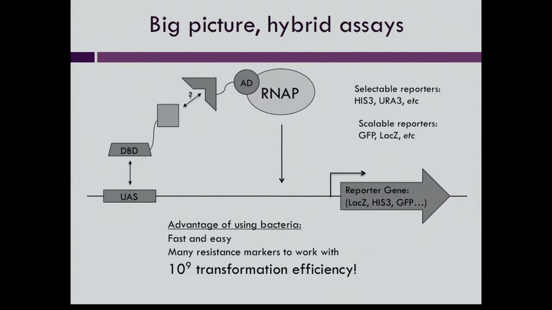Now, you can do hybrid assays in all kinds of cell types. We like bacteria because it's very easy to use, it's very fast. I'm probably the only person who thinks that yeast are too slow. But the main reason that we like bacteria is the 10 to the 9th transformation efficiency. So this means that in a single Eppendorf, I can look at 1 billion combinations. This level of throughput really lends itself to the kind of systems level experiments that we're interested in.